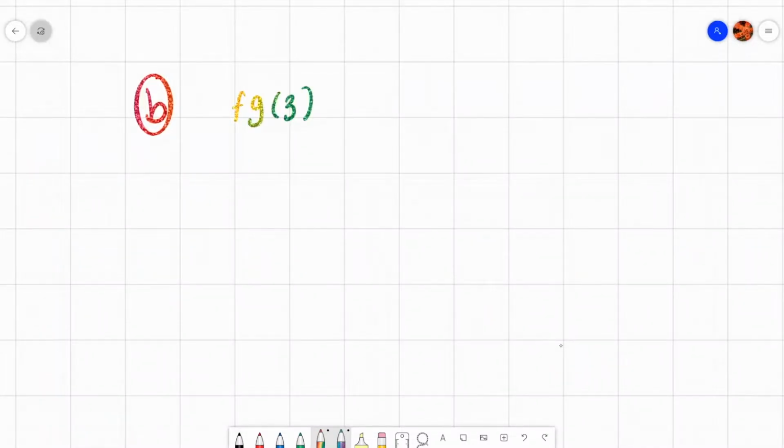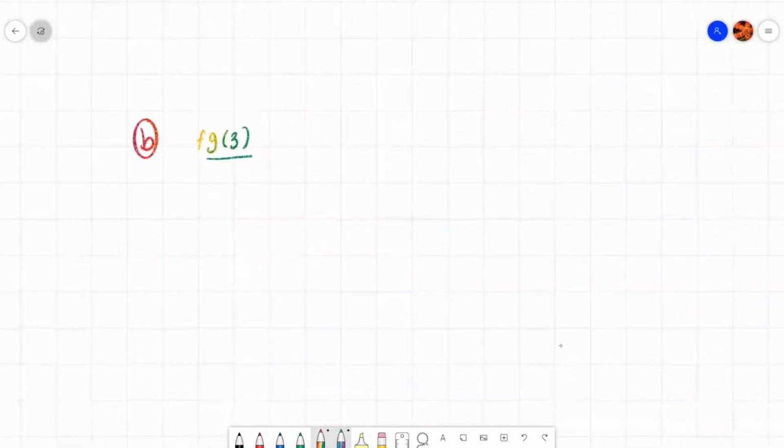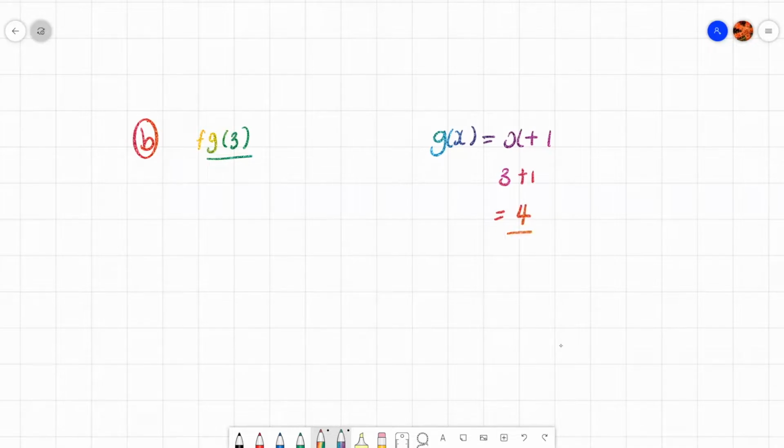So again, we've got g of 3 first, haven't we? So that means in the function of g, which was g of x equals x plus 1. So I'm going to replace x with 3. 3 add 1 is 4. Okay. Now I know this bit there is 4.